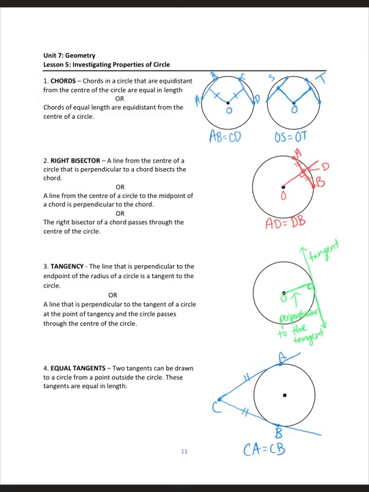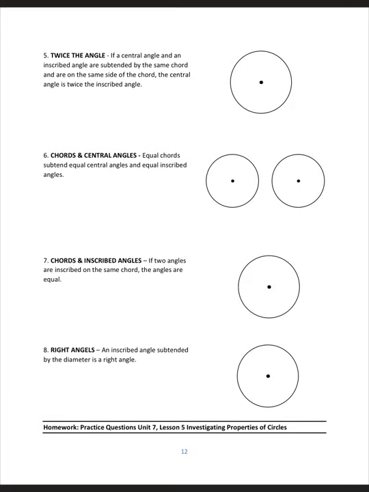Okay, a few more things to investigate in terms of the properties of a circle. So twice the angle. So this comes back to the idea of the central angle and the inscribed angle. So if I have a central angle here, remember the central angle is formed by two radii, all right? And say they're touching the circle at A and B, right? And then I make an inscribed angle from those same points.